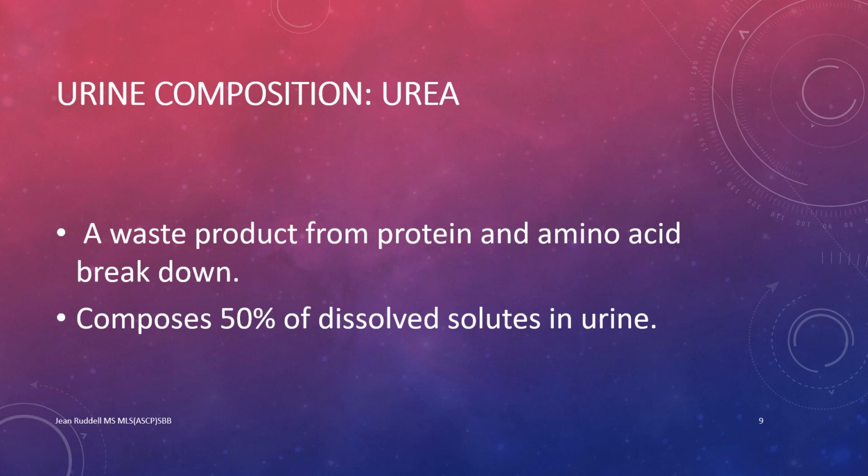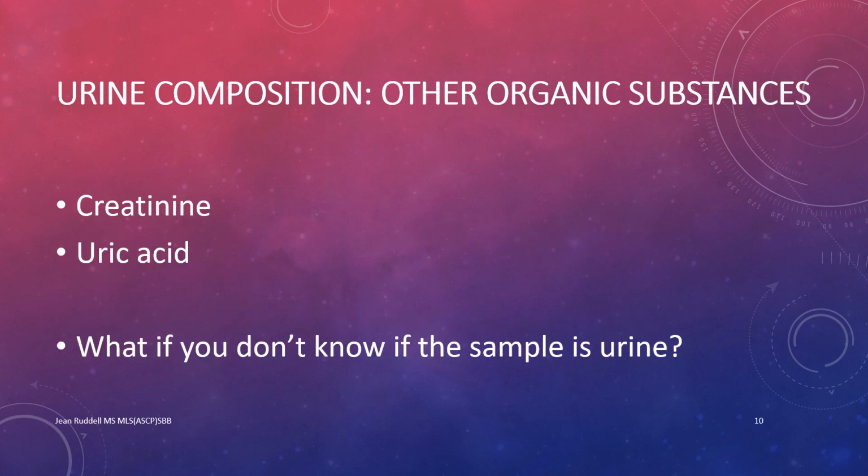Urine composition: urea. Urea is an organic waste product produced in the liver by the breakdown of proteins and amino acids. Urea composes 50% of dissolved solutes in urine. Other organic substances found in urine are creatinine and uric acid. If you aren't sure the sample is urine, you can test it for creatinine and urea, as both substances are present in much higher concentrations in the urine than in other body fluids.